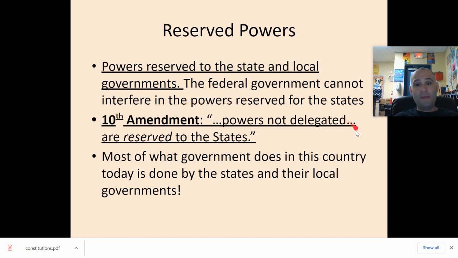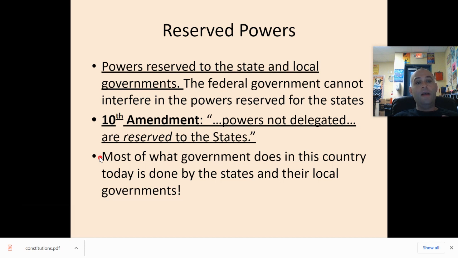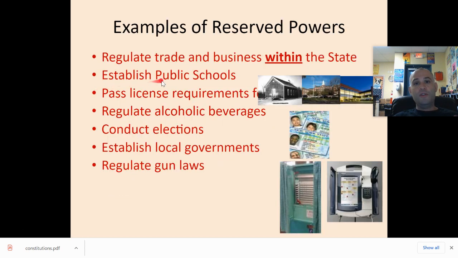This is the amendment that the Anti-Federalists wanted, to reserve states' rights and states' power. And it is the one that gives the states powers. That's why state powers are called reserved powers. So some examples of reserved powers: regulating trade within the state. If it's more than one state, it's a delegated power of the federal government.